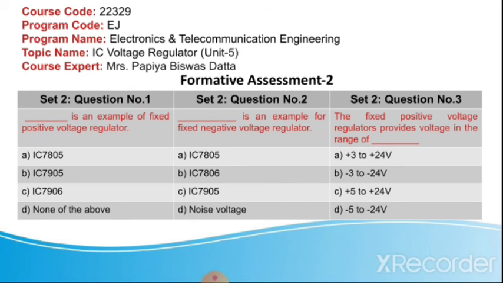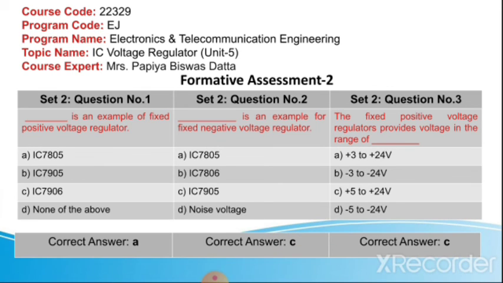I hope you got the answers. So 7805 is an example of a fixed positive voltage regulator, so answer A is correct. And here 7905 is an example of a fixed negative voltage regulator, so answer C is correct. And the fixed positive voltage regulator provides voltage in the range of plus 5 volt to plus 24 volt. So the answers are A, C, C.